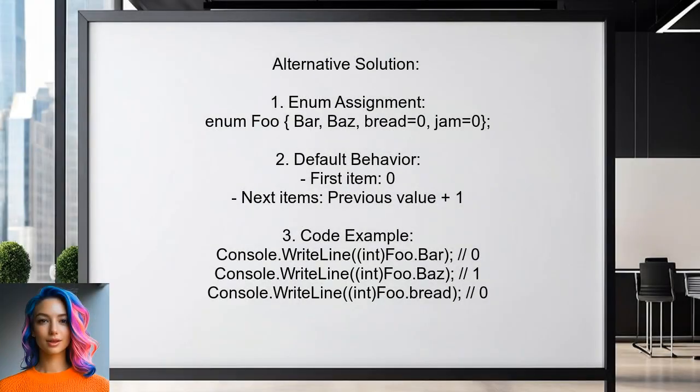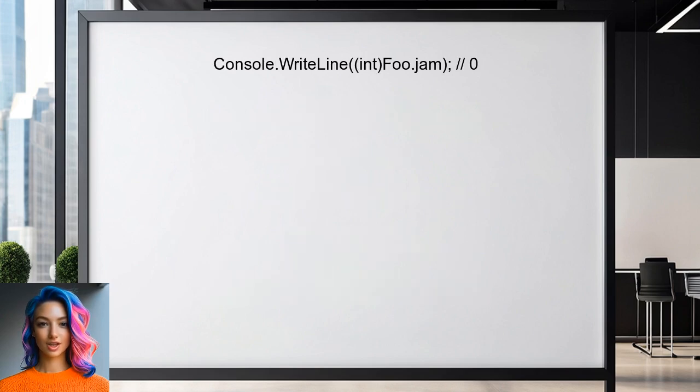Let's take a look at another answer from another user. This user provides an example to clarify how enum values are assigned in C#. They explain that if no integer values are assigned, the first item in the enum defaults to 0 and subsequent items increment by 1. If specific values are assigned, they overwrite the default increments.